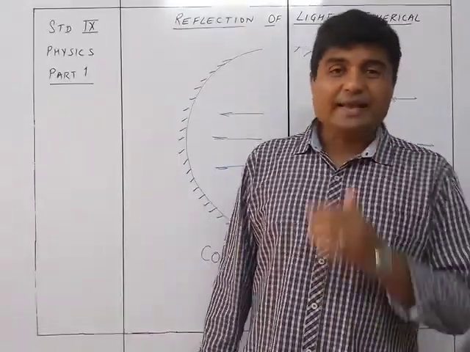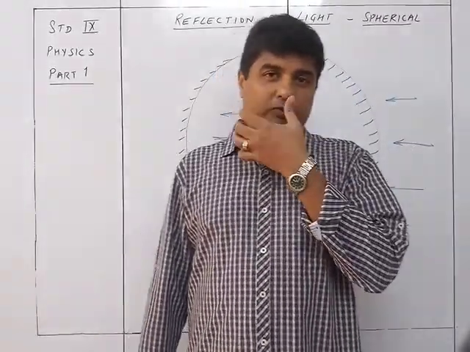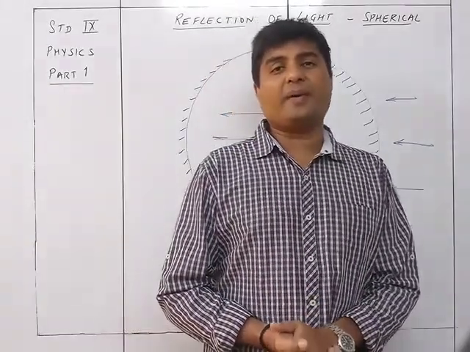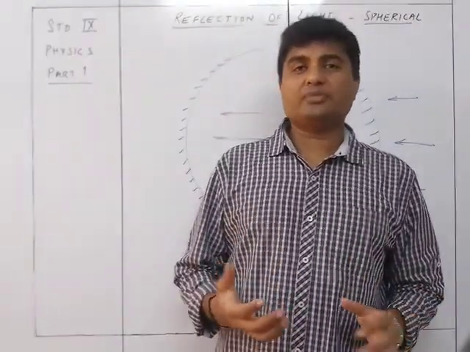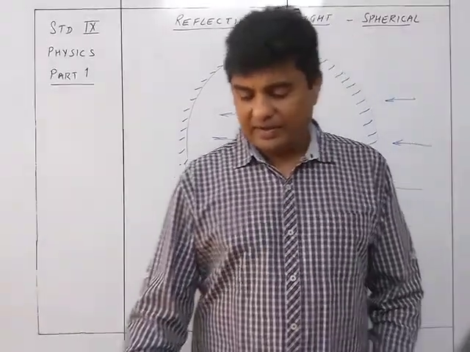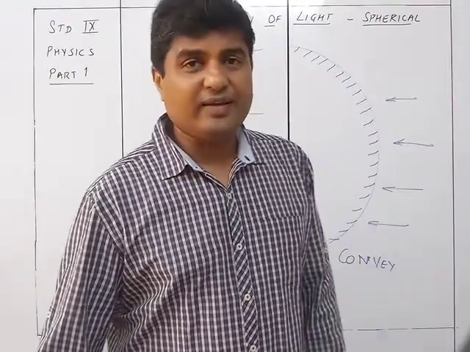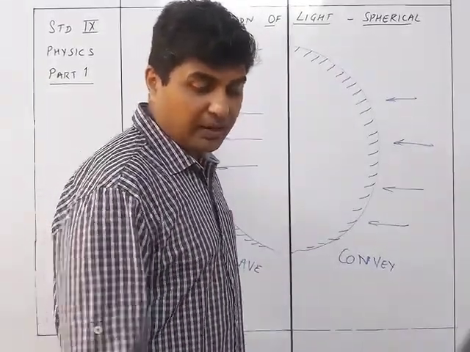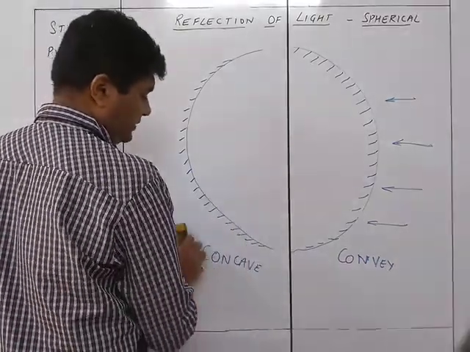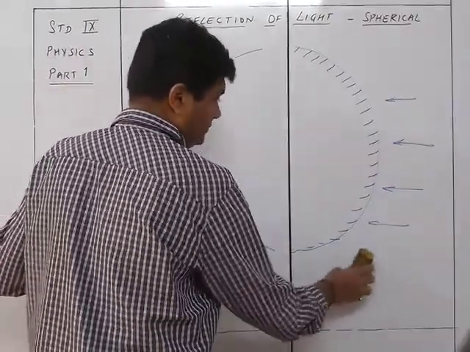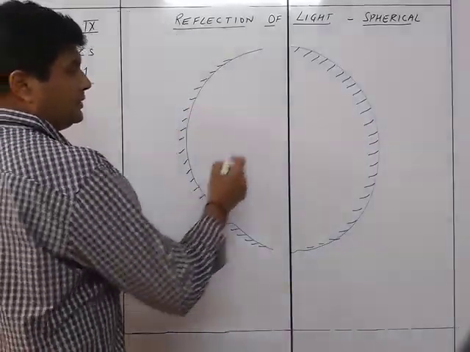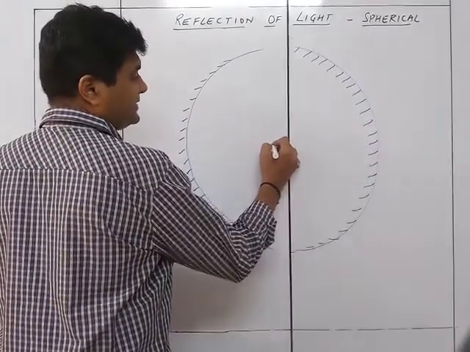Now all these spherical mirrors are a part of the sphere. So whatever are the geometrical parts of that sphere also become geometrical parts of this particular mirror. Accordingly, we'll have certain terms which are very important to learn by heart. So if we consider that this is a sphere, forget concave and convex right now. We are taking this sphere. So in this sphere, the first thing is this center C.